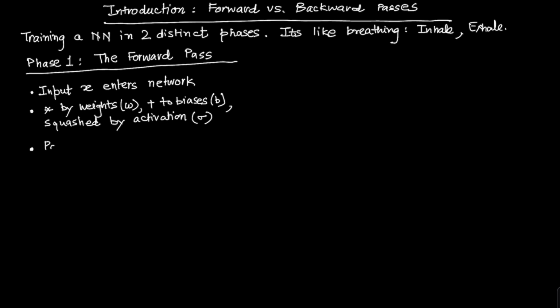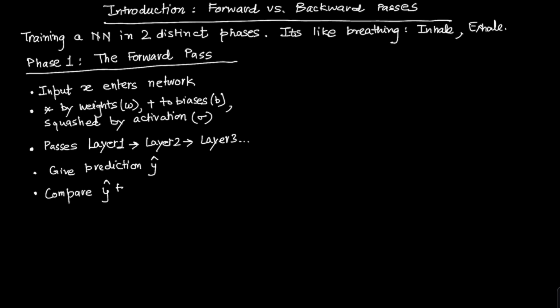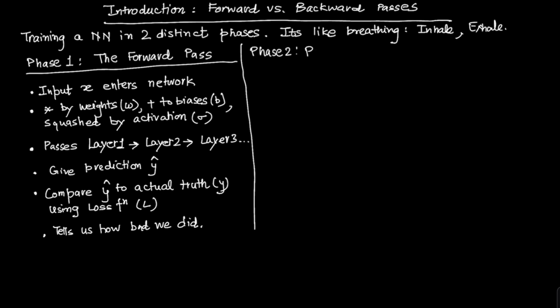It passes through layer 1, then layer 2, then layer 3, and so on. Finally, it spits out prediction y hat. We compare y hat to the actual truth y using our loss function L. This tells us how bad we did. Phase 2, the backward pass or the learning. This is where backpropagation lives.